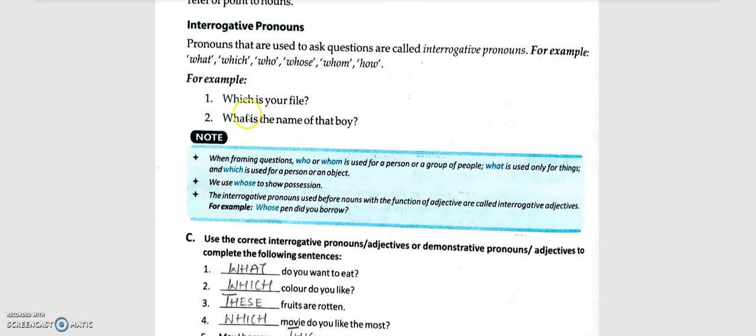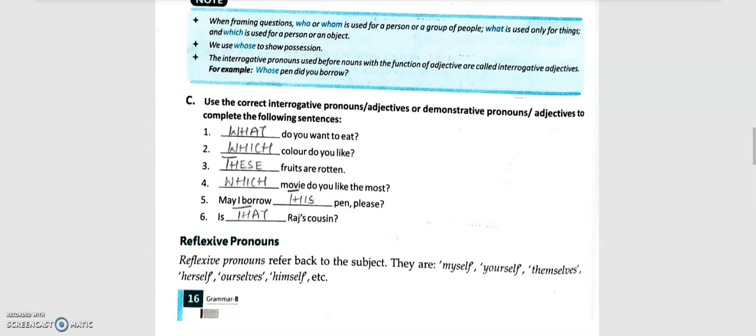So for example, which is your file? What is the name of that boy? Now look at these two words. We have a which here, which is an interrogative pronoun, and then what, also a question. Okay, so these are interrogative pronouns. Now look at the exercise below. It will make you understand.